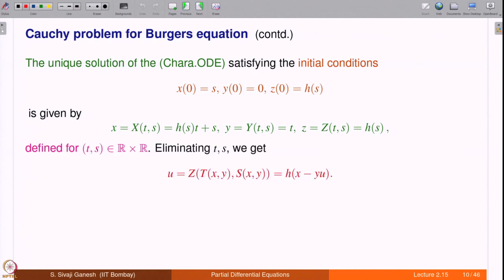Now, u equal to h(x - yu), that is what we get using these three equations. Ideally we should solve for t and s in terms of x and y and then substitute here. So, h of somebody, right. If I show s is equal to x - yu, we are done, which comes from here: s equal to x - h(s) t, where h(s) is supposed to be the solution u and t is the y. So, that is why you get this implicit expression u equal to h(x - yu).